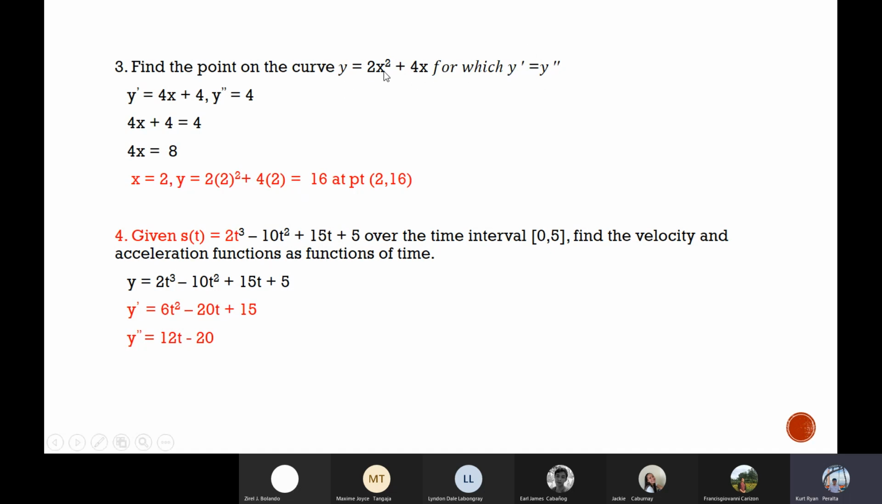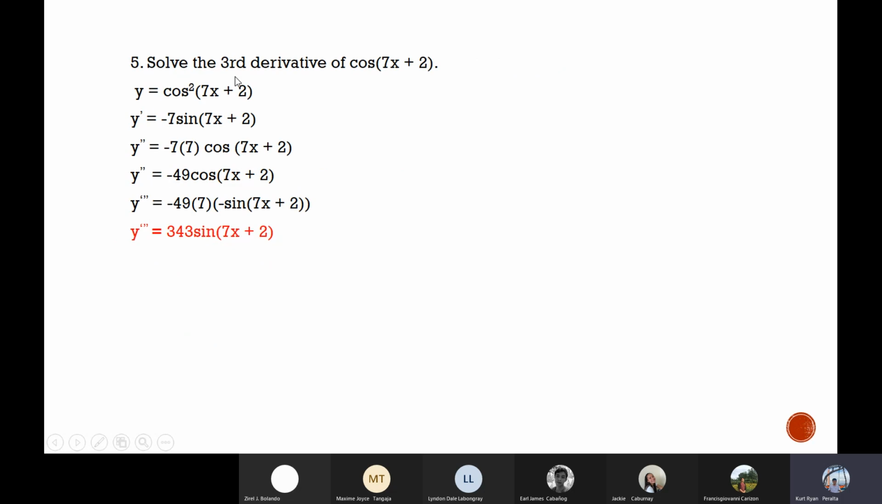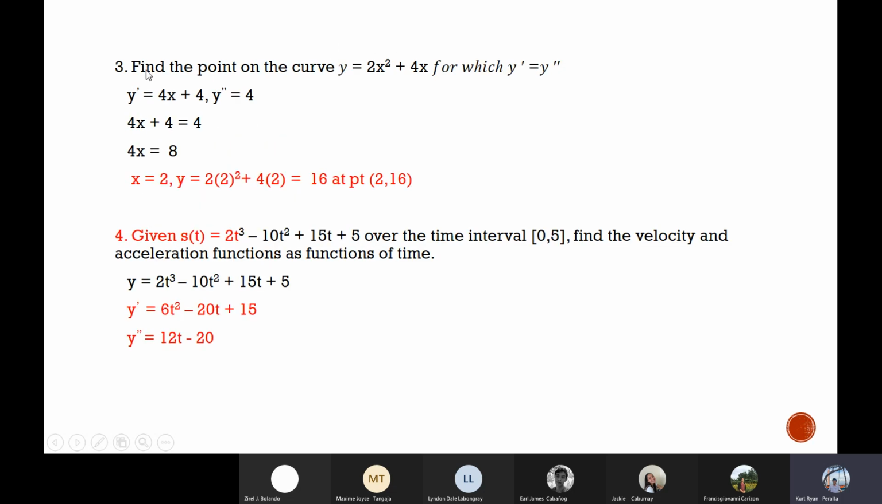So what is y prime? We have the function, so what is the first derivative of this function? We have 4x plus 4. So we have y prime. And then y prime is equal to y double prime. So we have to get the second derivative, which is the derivative of this 4x plus 4. Basically, the derivative of 4x plus 4 is just 4. So they are equal, 4x plus 4 equals 4.